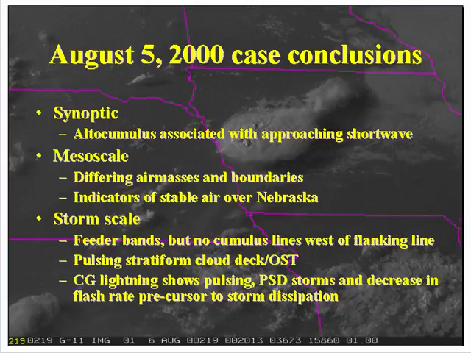Let's summarize this particular case. In the synoptic scale, we saw those mid-level altocumulus clouds associated with the approaching shortwave play a role in convective initiation as they became juxtaposed with the low-level convergence boundaries in the warm sector. On the mesoscale, we saw different air masses and boundaries. We also saw indicators of stable air over Nebraska underneath that approaching shortwave. On the storm scale, we saw feeder bands but no cumulus lines west of the flanking line. And we used cloud-to-ground lightning data as well to determine the PSD nature of the storms, as well as a decrease in the flash rate as a precursor to storm dissipation. Now we'll go to our next case study.